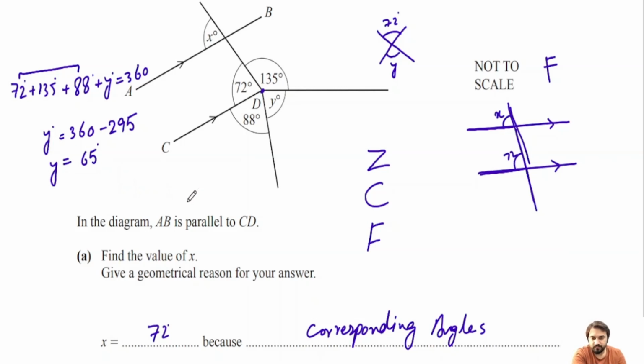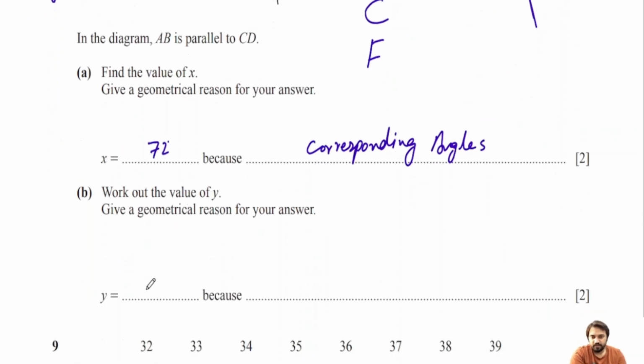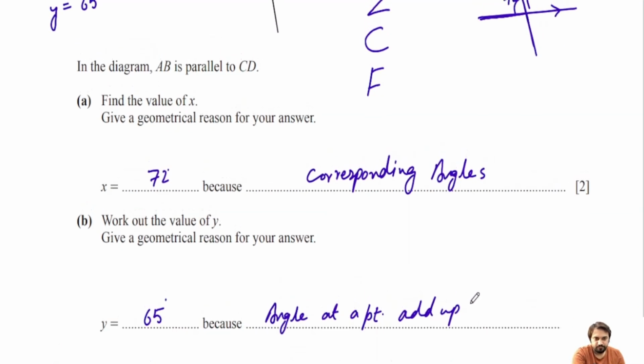Okay, the value of y is 65 degree because angles at a point add up to 360 degree. That is the reason behind it.